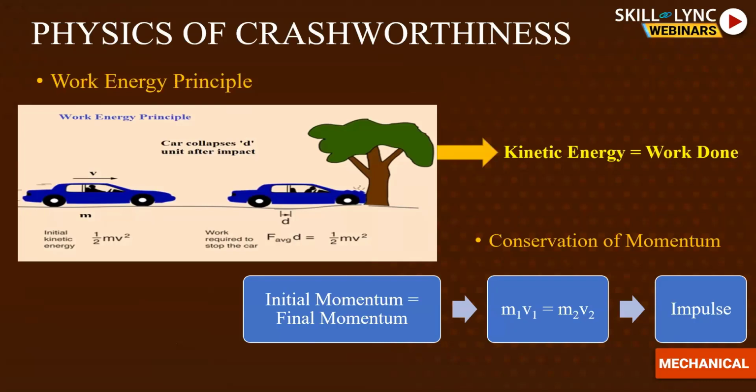Now, here I will explain a crash that is going to happen. We are taking an automobile that is going at a velocity of v, with a mass of m. So its initial kinetic energy will be half mv square. Now that car is going to impact a tree. After the impact, it has recoiled back and moved a distance of t units.